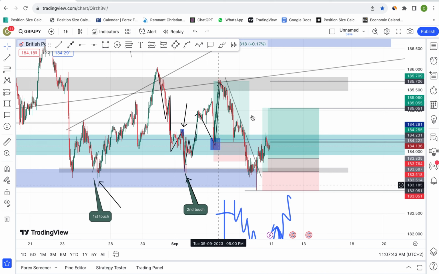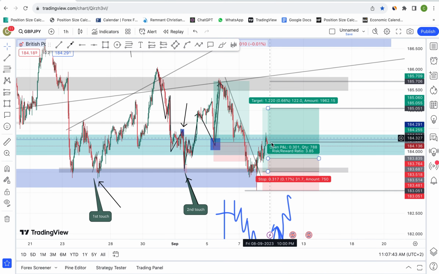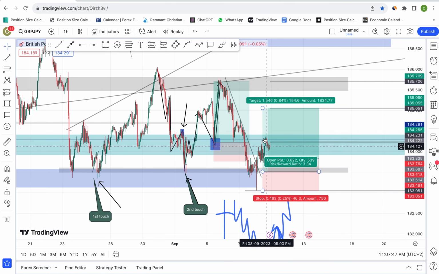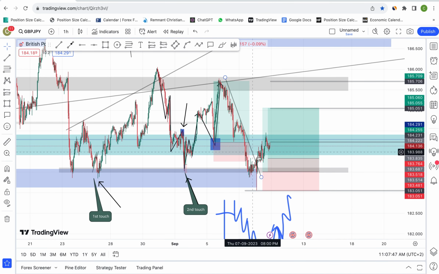I will take you on another lesson. The trade I actually took. Be sure to watch my next video, in which I will actually talk about this third touch right here, because that's where I took my trade. This third touch, I will talk about it, and I will show you the trade live.